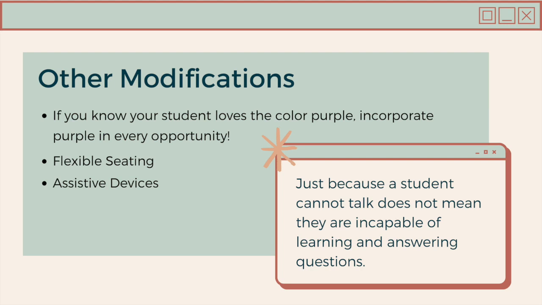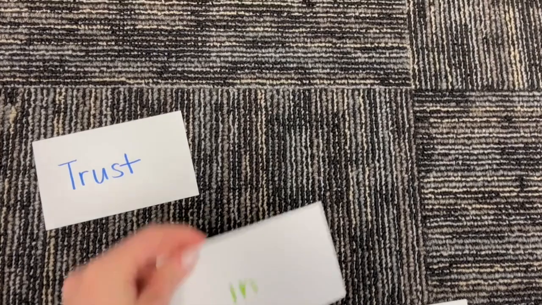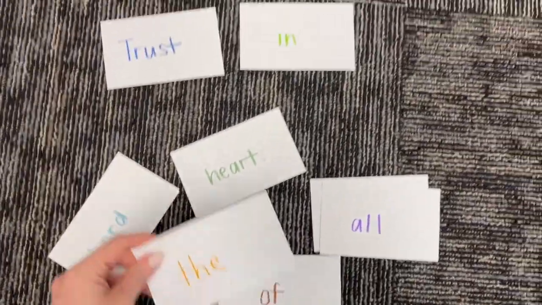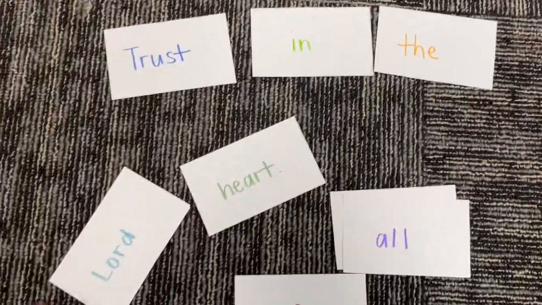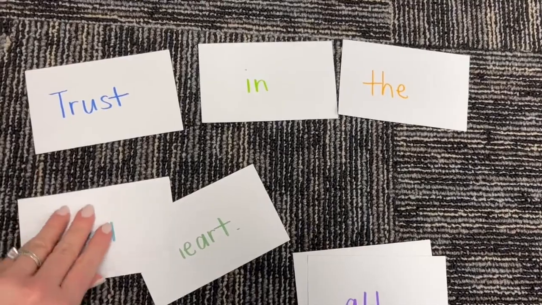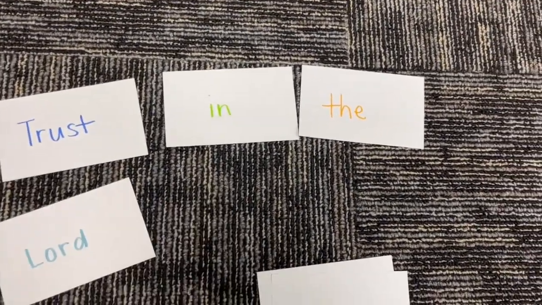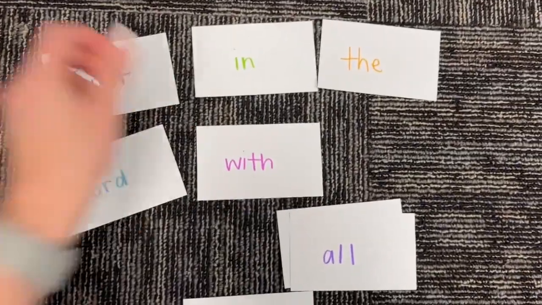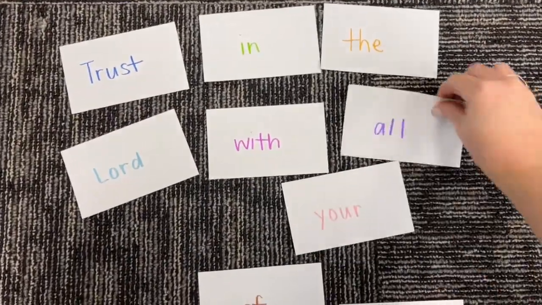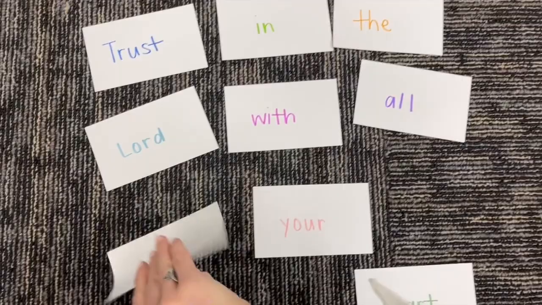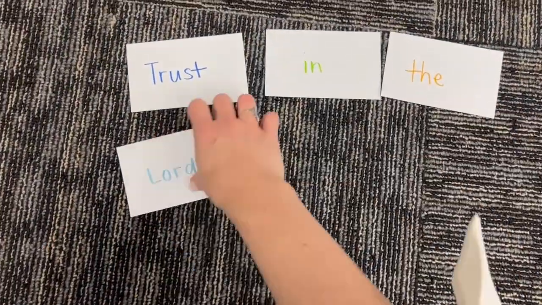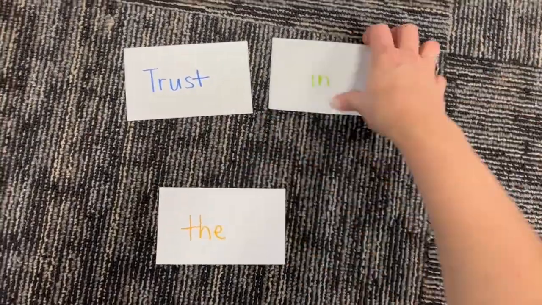So again, what's the intent of the lesson? Is it to learn about Jesus, or is it to sit in the right chair at the right time? So here is just a simple thing I do in class. This is with a Bible verse, trust in the Lord with all your heart. You could also do this with lesson themes, such as God made the sun, the moon, and the stars. You could have them put that in the correct order.